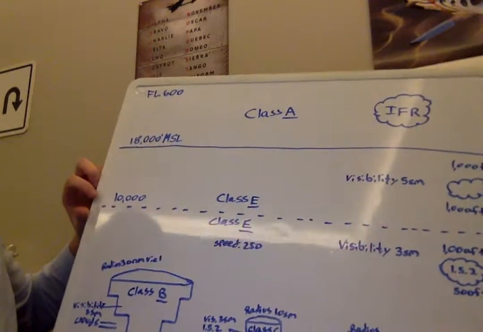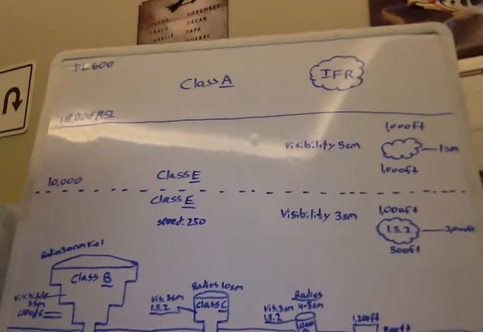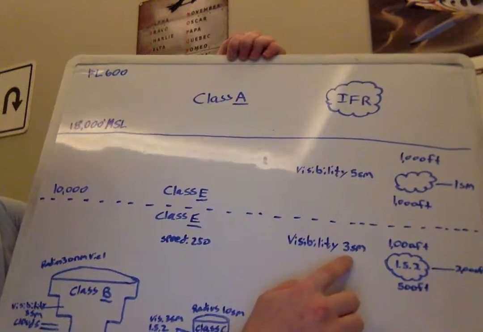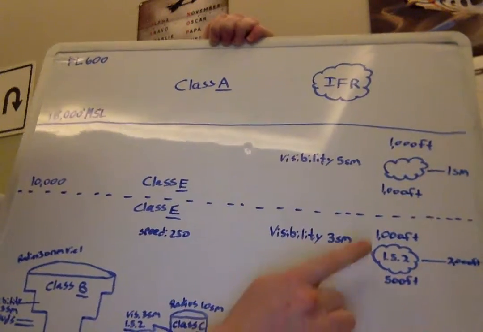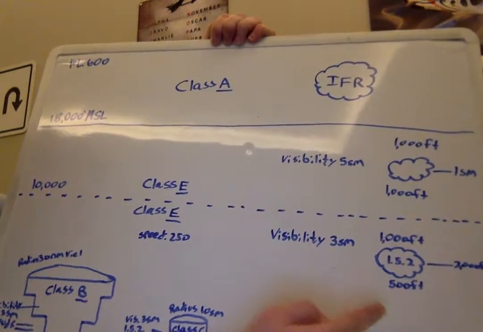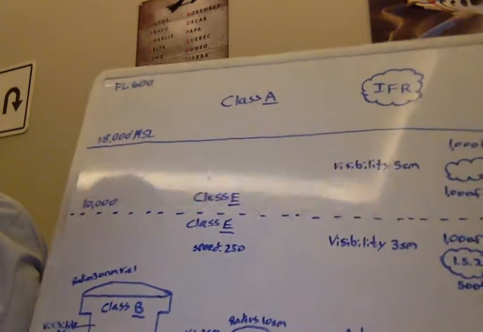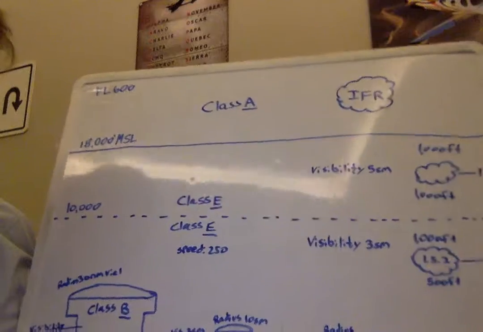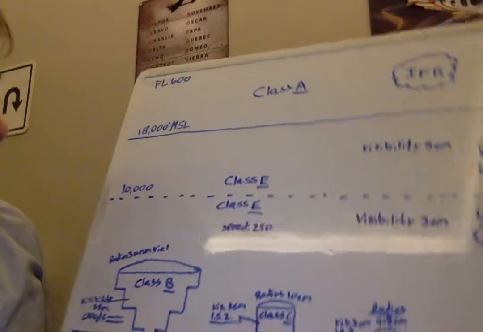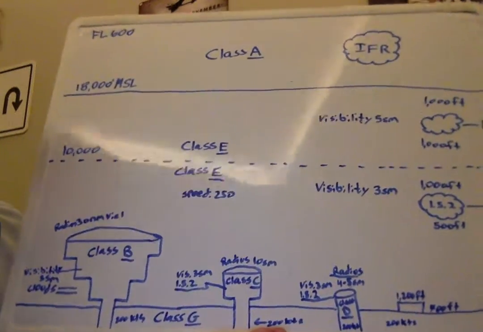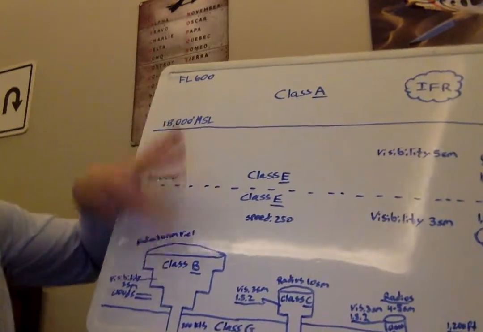Below 10,000 feet for Class E, it changes. The visibility needs to be 3 statute miles. You need to follow the 152 rule, which means 1,000 above the clouds, 500 below, and 2,000 feet horizontal distance from the clouds. And there's actually a speed limit that you need to follow: you need to be at 250 knots within this area, within Class E. Class E can also extend to the ground in certain areas, or to the surface. So Class E is just everywhere that the other classes aren't.